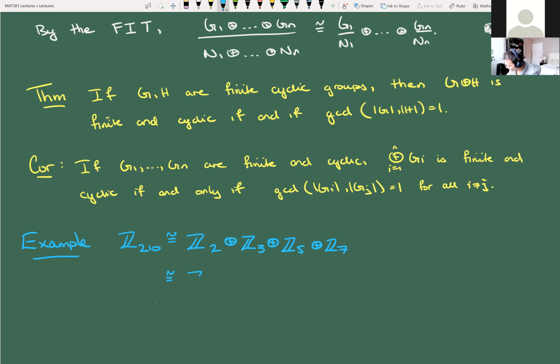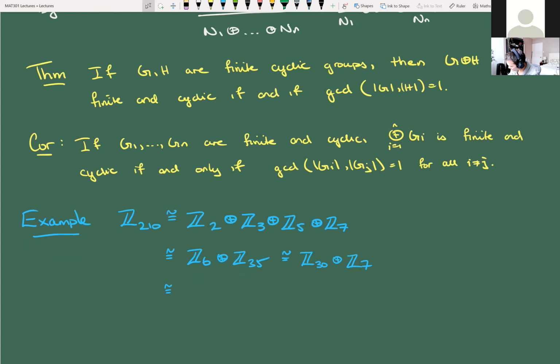But more importantly, I can also then say stronger things because I can combine these in whatever order I like. For example, I could say that this is Z6 plus Z35. Those are the same things because Z6 is isomorphic to Z2 plus Z3, and Z35 is isomorphic to Z5 plus Z7. Or we could do Z30 times Z7. Or you could do Z10 plus Z70. These are all isomorphic by the previous theorem.